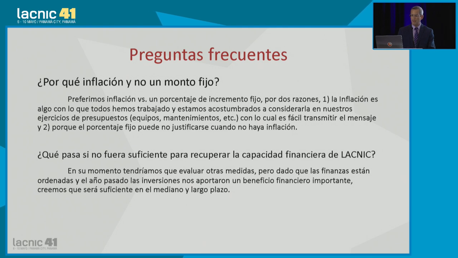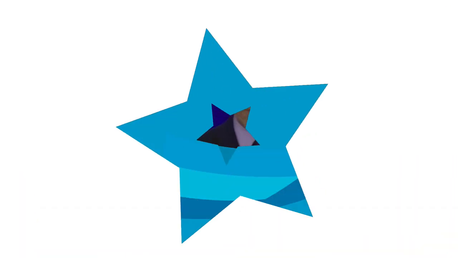What would occur if this is not enough to recover LACNIC's financial capacity? At that moment, we would then have to consider applying other measures. But we are convinced that the finances of LACNIC are in order, and as a result of the investments, we had extraordinary benefits for our reserves. It is expected that the interest rates will maintain the same levels as last year. So we are confident that with this measure and with our organized finances, we will have sufficient results for this measure to be enough. If this were not enough, then the board might have to resort to other measures. So this is the proposal, and I am available in case you have any questions.